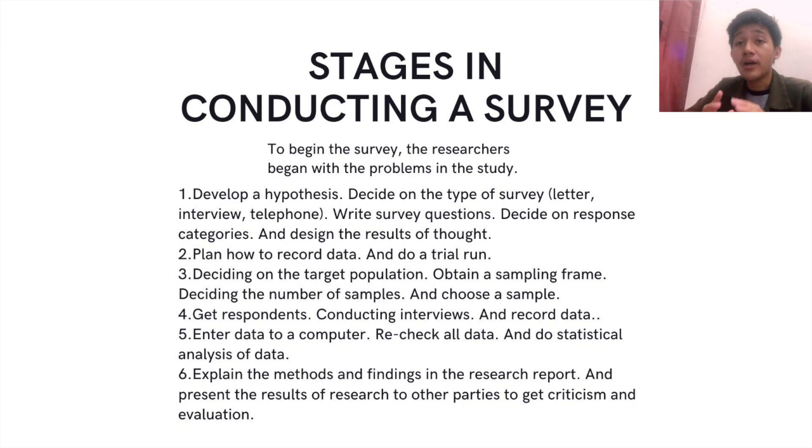Third, define the target population, obtain a sampling frame, decide on the number of samples, and choose a sample. Fourth, get respondents, conduct interviews and record data. Fifth, enter data into a computer, recheck all data, and do statistical analysis of data. And last, explain the method and findings in the research report and present the results of research to other parties to get criticism and evaluation.